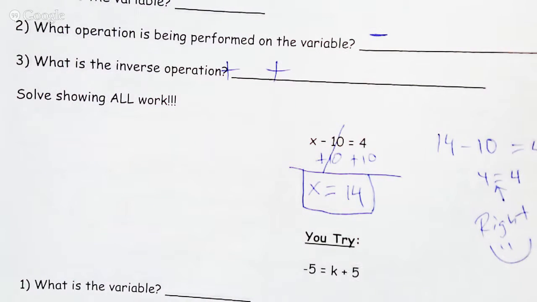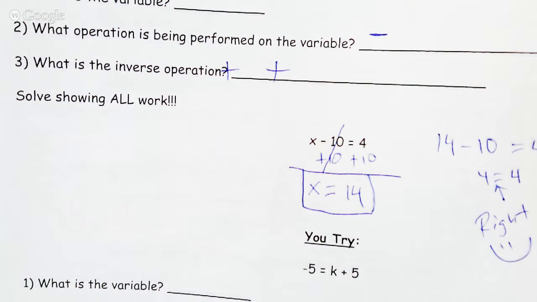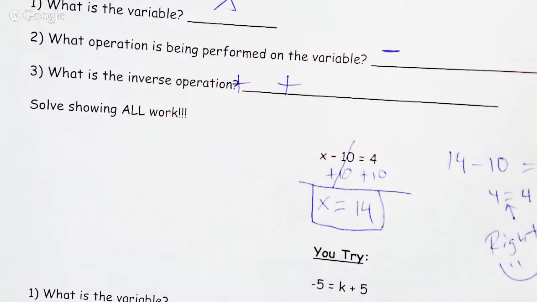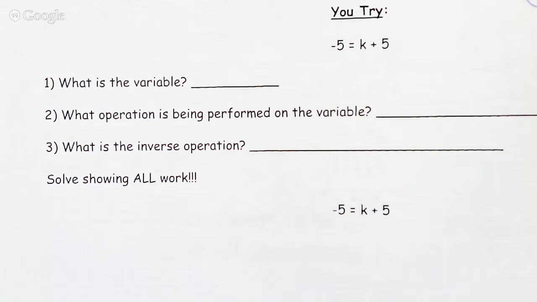What is the variable? What operation is being performed to the variable? What's the inverse of that? And then show your work on that puppy. Your marks get set now.